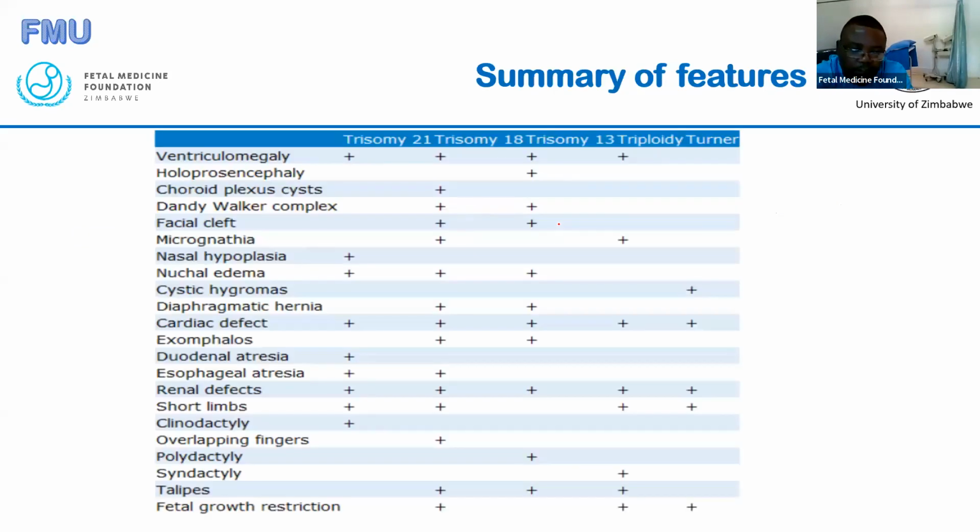This is a summary of the defects. This table is found in the 11 to 13 week book, or the first trimester screening program, which is on our computers, the blue application. It's a very good table in that it allows you to triage the chromosome abnormalities. Whenever you are scanning, you can take a glance and say which features are more common on the baby that you are scanning, so that you know whether you are dealing with trisomy 21, trisomy 18, or trisomy 13, or triploidy, or Turner, so that you can counsel the patients with the most likely condition which you are suspecting on the scan. So it's a very important table.